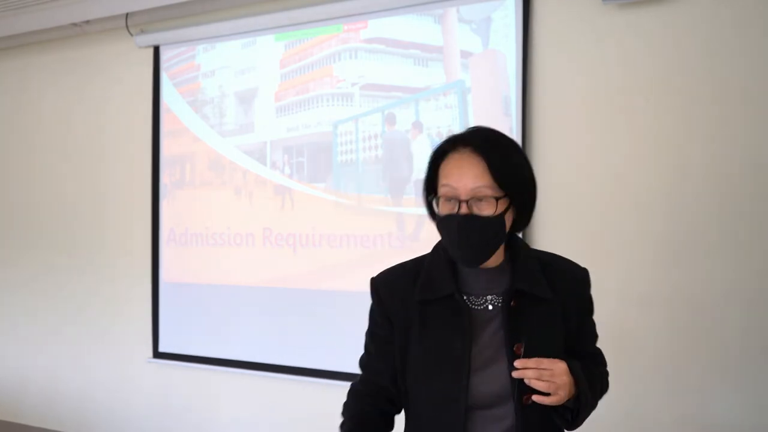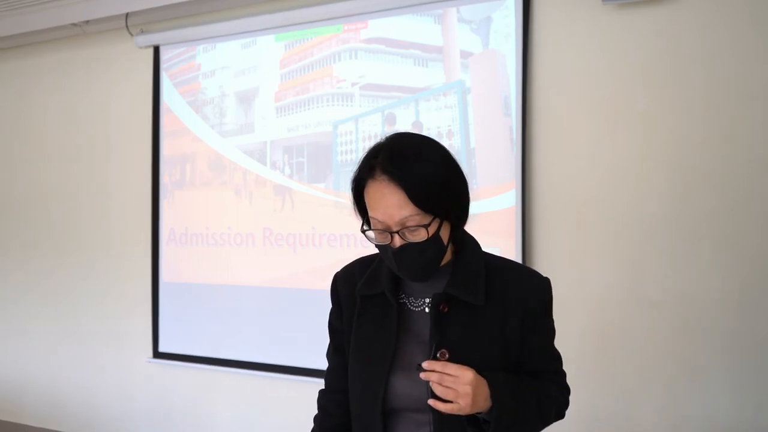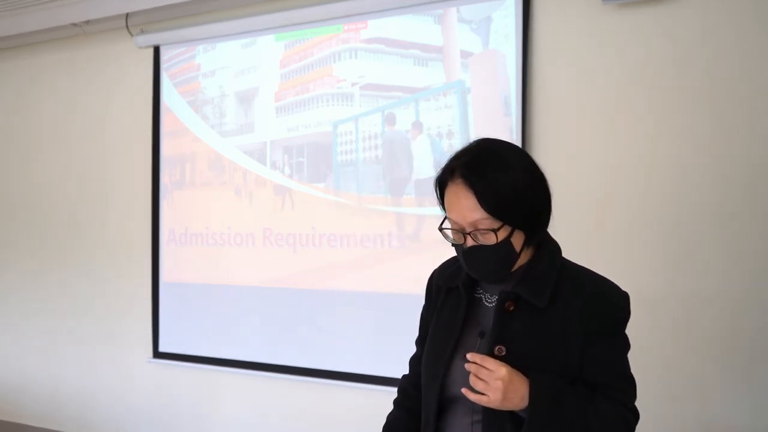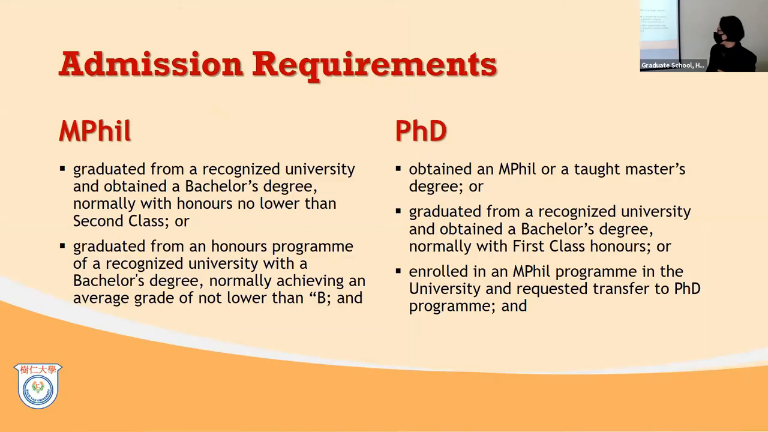Okay, the next thing I talk about is the general admission requirements. MPhil and PhD are pretty much the same. First of all, for MPhil, you have to have graduated from a recognized university. We expect at least a second class honor or a B average. For PhD, those entering with an MPhil or a top master's degree, and also very good, very motivated students who have just graduated with a bachelor's, or even if you're in your final year now, can still think about a PhD if you can show your motivation with good academic performance and are endorsed by your supervisor.